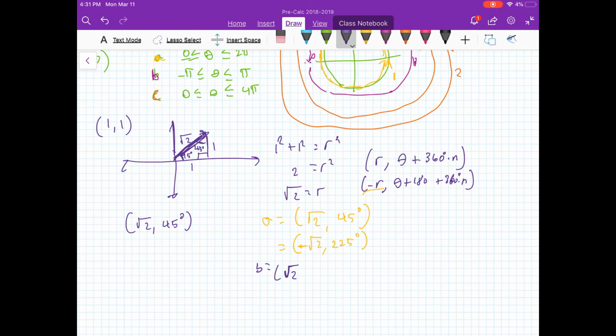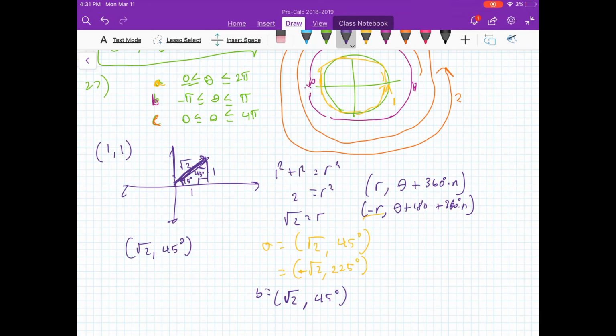Square root of 2, and then 45 degrees. That's in that value. That's between negative pi and pi. Now, if I were to go from there and go all the way down in this direction, if I was to increase down in this direction, well, that'd be going beyond the bounds. It would be passing pi. We don't want to pass pi, so we should go the other direction.